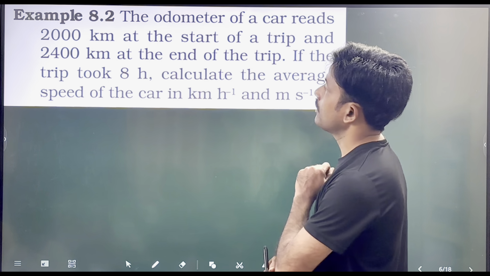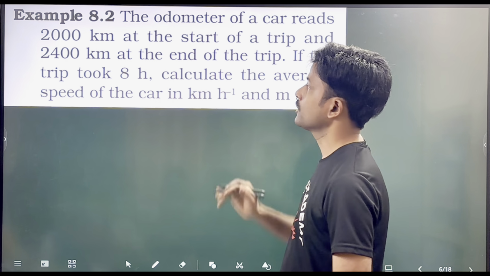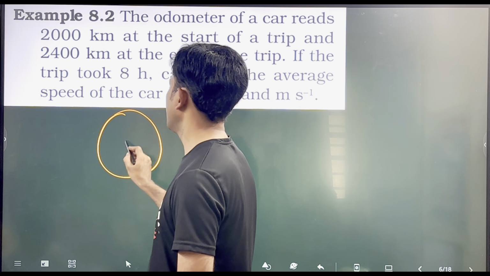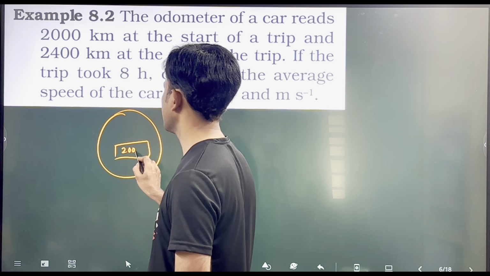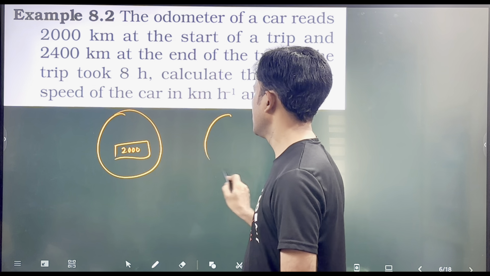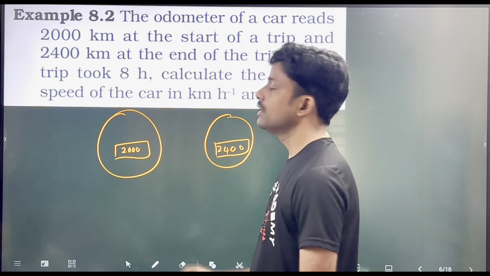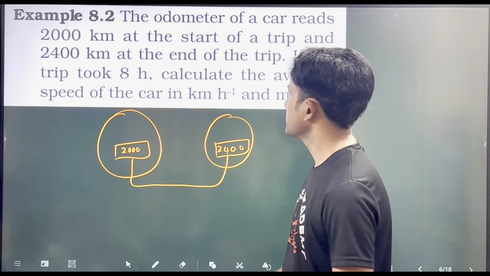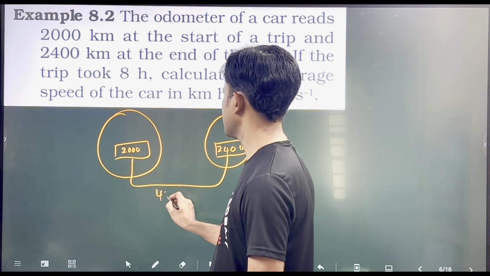The odometer of a car reads 2000 km at the start of a trip and 2400 km at the end of the trip. Odometer means in your vehicle, like this one, there is an odometer, right? It shows the distance. The odometer is showing 2000 to how much? 2400. Then how much distance is covered? 2400 minus 2000 means 400 kilometer is covered.